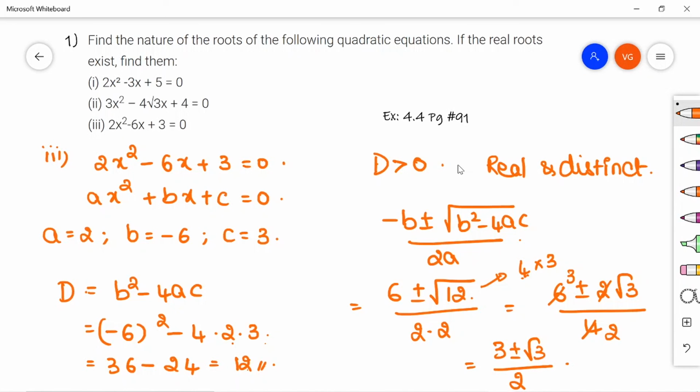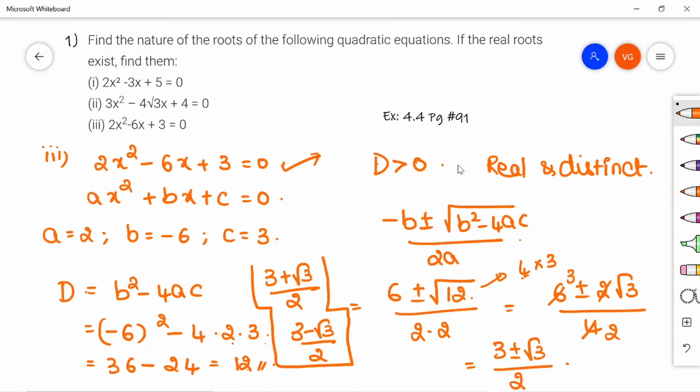So the two roots for this quadratic equation, 2x square minus 6x plus 3, are 3 plus root 3 by 2 and 3 minus root 3 by 2. So these two are the real and distinct roots that I am getting for this quadratic equation.